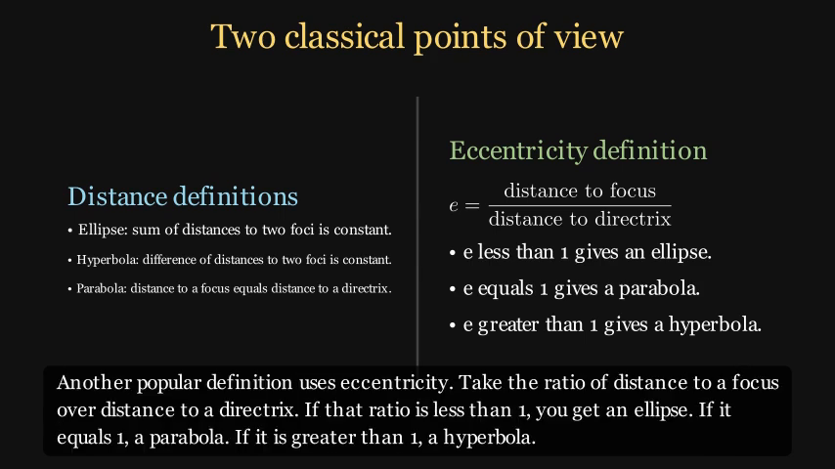Another popular definition uses eccentricity. Take the ratio of distance to a focus over distance to a directrix. If that ratio is less than 1, you get an ellipse. If it equals 1, a parabola. If it is greater than 1, a hyperbola.